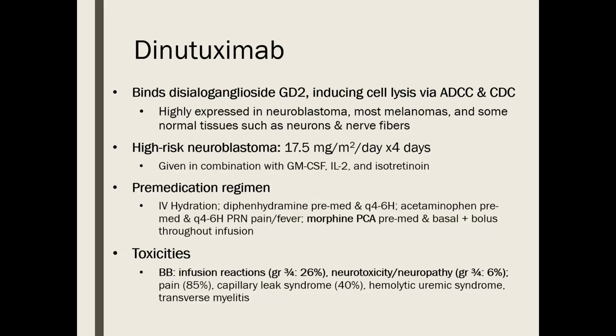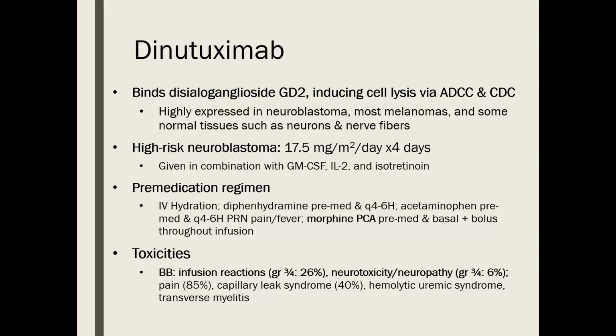In that FDA-approved indication for high-risk neuroblastoma, it's 17.5 mg per meter squared per day over 4 days. It's given in combination with GM-CSF, or sargramostim, interleukin-2, as well as isotretinoin. Pre-medications are required for these folks. Again, think about your pediatric population when you consider this. But we're talking about Benadryl and Tylenol pre-medications, scheduled Benadryl and Tylenol, as well as PRNs, and a morphine PCA, which has a bolus and a basal throughout the infusion. And then even yesterday, we were looking at a peds patient who had some lidocaine boluses and continuous infusions as part of a clinical trial to help with a lot of the neuropathy that comes with the agent.